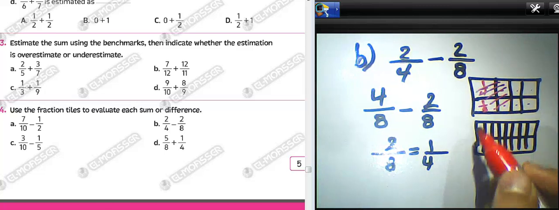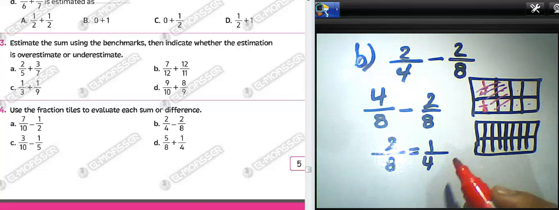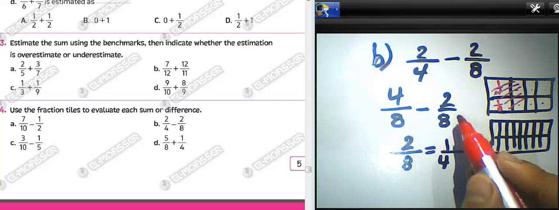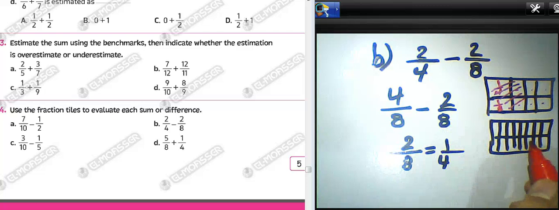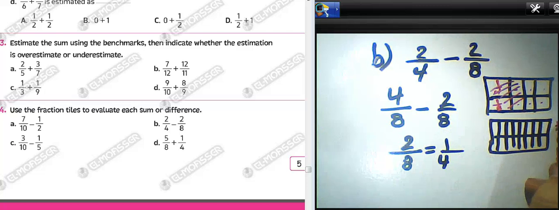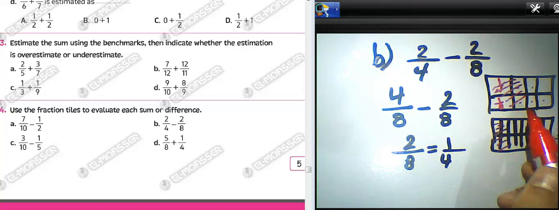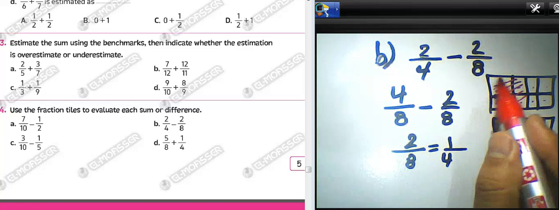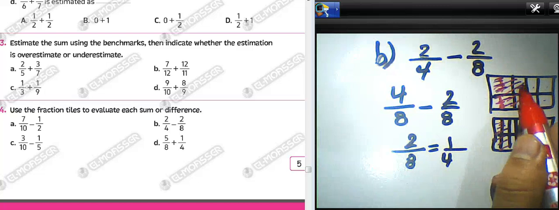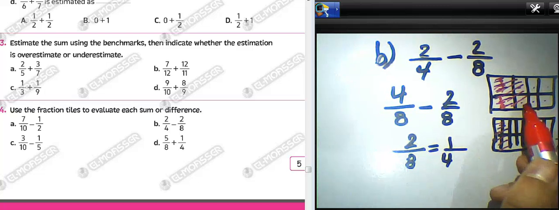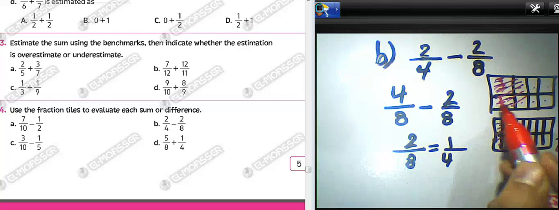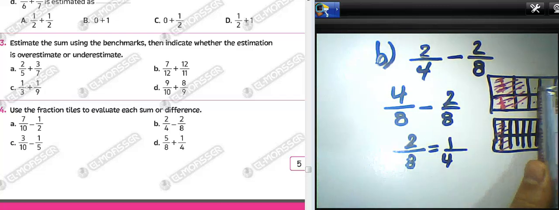We must color 2 parts here, okay? And then we must color the 2 over 8. Each one of them we write 1 over 8 inside, and cancel 2 eighths here, so the result will be 1 over 4. This part will be 1 over 4. This part, 1 over 4 or 2 over 8, will be 1 over 4.